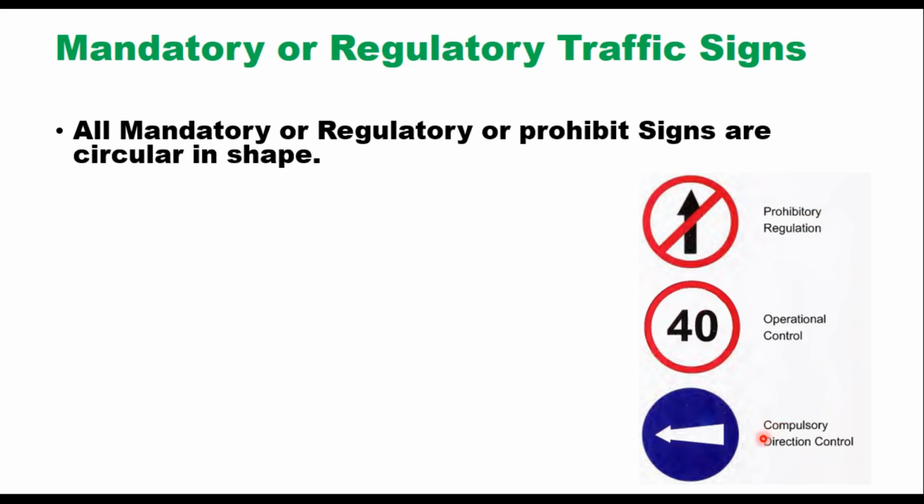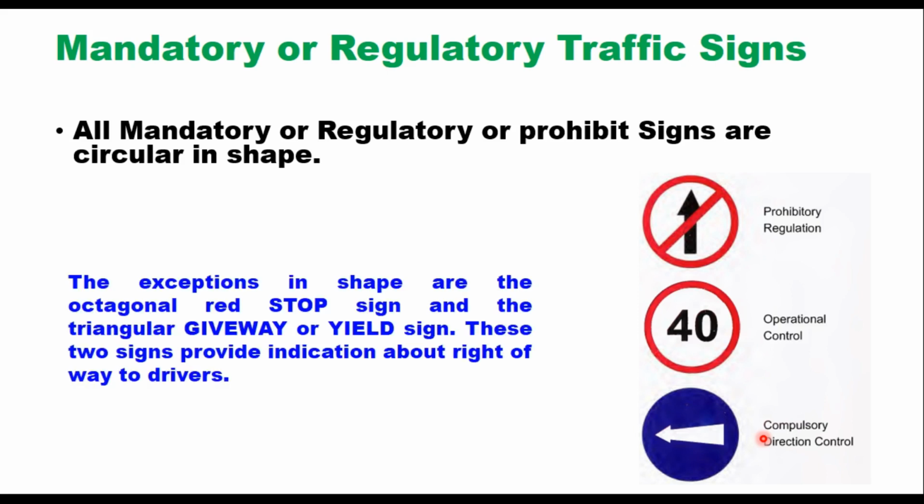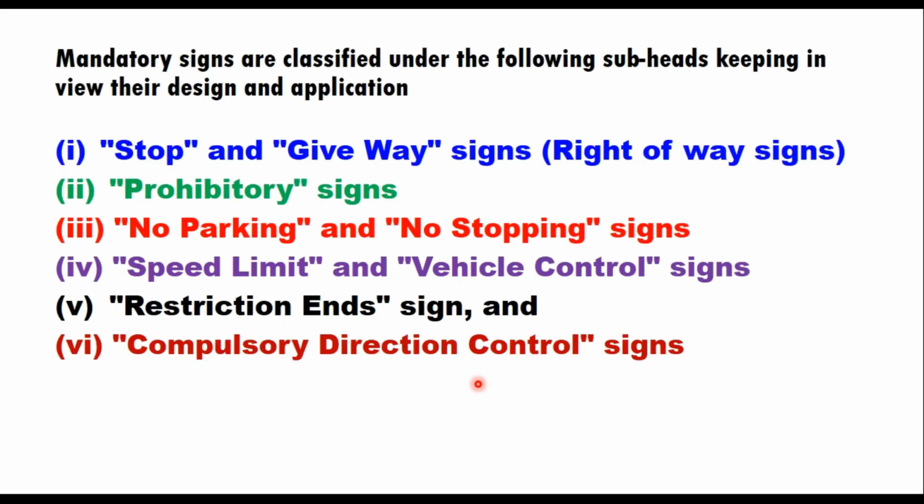All these signs are circular in shape, but the exception is for the stop sign and yield sign. Stop signs are octagonal and the yield sign is inverted triangular. These 2 signs provide indication about right of way to the drivers. Mandatory signs are classified under the following subheads, keeping in view their design and application: stop and give way sign, prohibitory signs, no parking and no stopping signs, speed limit and vehicle control signs, restriction ends sign, and compulsory direction control signs.